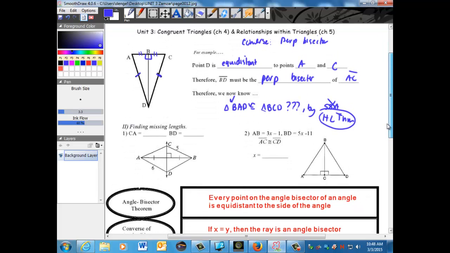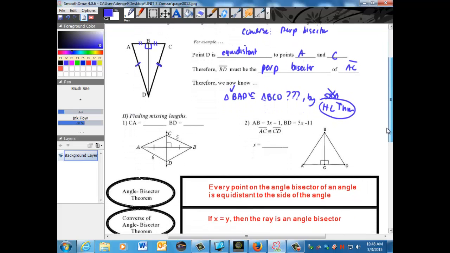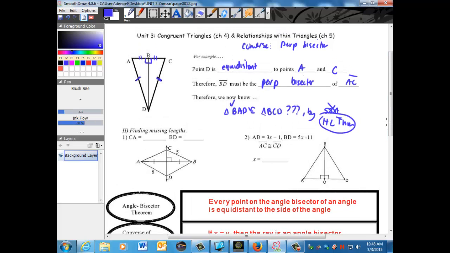Alright, so problems that will show up on quizzes and tests look like the two below. You're being asked to find everything, so I would start with this shape on top. You're told that you have a box here and a box here, and these two sides are the same. Therefore, these two segments have to be the same. So we just say CA has to be 5.